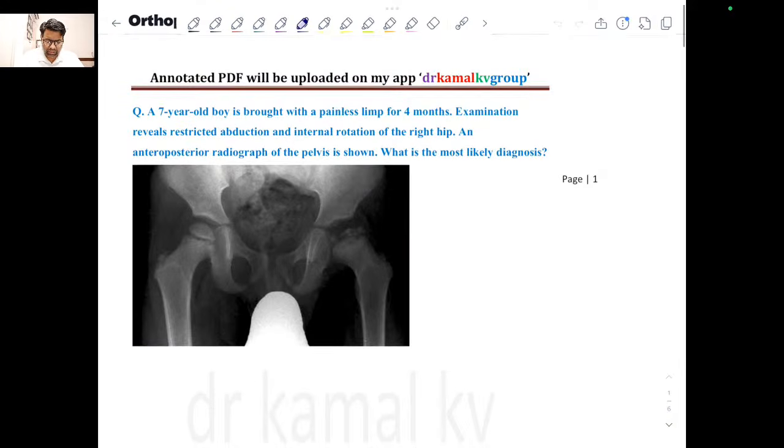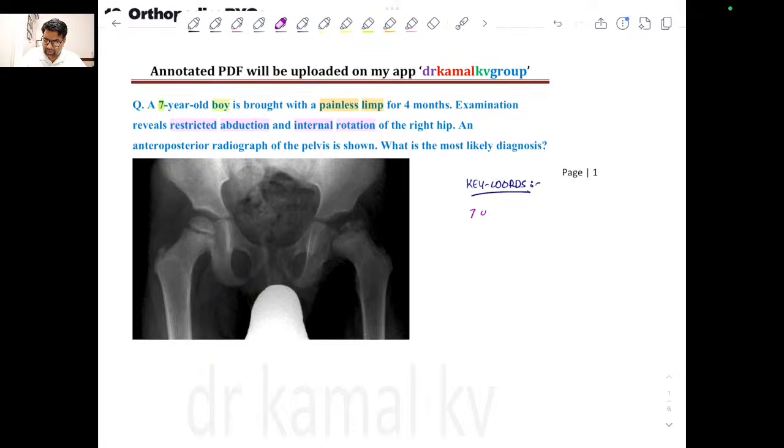The very first question is about a 7-year-old boy who is presenting with a painless limp for around 4 months, and then there was restricted abduction and internal rotation, and an X-ray pelvis AP view was given. Now what was the most likely diagnosis? So let us write the keywords first, and I am very sure once we are done with this you will never make a mistake in these kinds of questions.